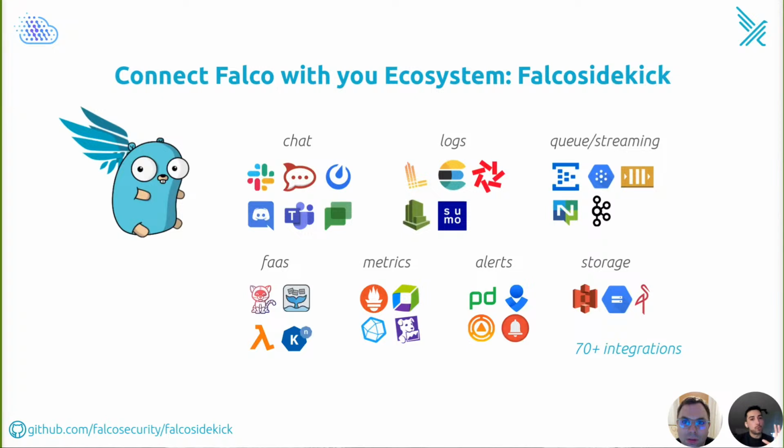Okay, so now how to connect Falco with your existing ecosystem, because now we have Falco triggering alerts. What to do with these alerts? We have a tool called Falco Sidekick. Basically, Falco Sidekick is a proxy between Falco and the rest of the world. Falco Sidekick is in charge of collecting the events from Falco and forwarding them in a fan-out mode to, right now, something like 74 different integrations.